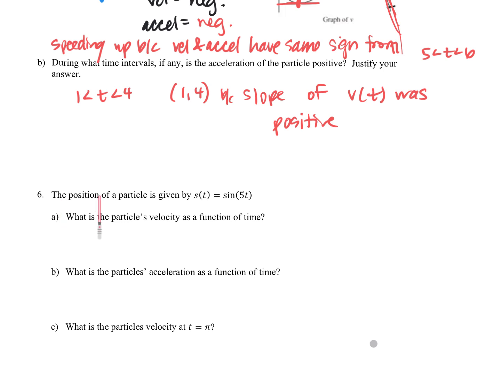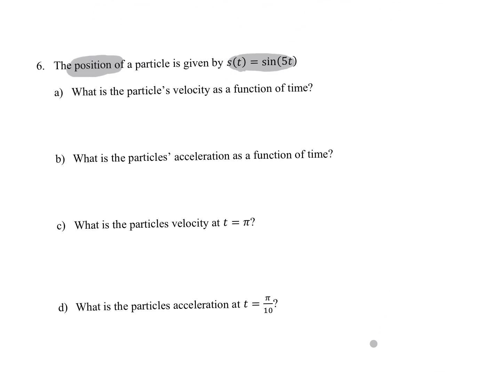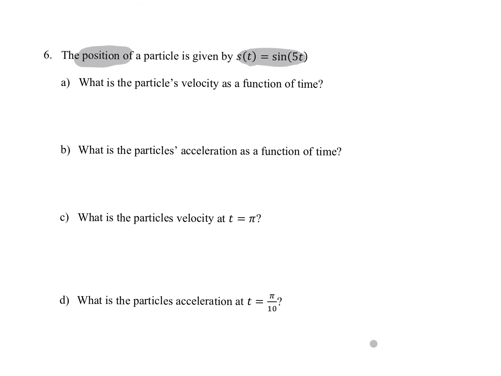Okay, number 6, the position. And again, these words are so important. Position was given. And then it says, what's the particle's velocity? Coop, I just want to make sure that you're good with this. Did you do this one without a calculator? Yeah, I did this one without a calculator.